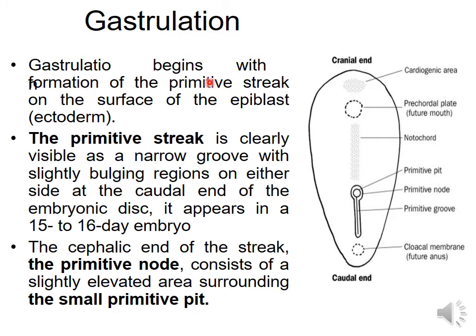Gastrulation begins with the formation of the primitive streak. This is the primitive streak. It's a very important structure. It gives a landmark for the beginning of the gastrulation process. It's clearly visible as a narrow groove with slightly bulging regions on either side at the caudal end of the embryonic disc. This represents the embryonic disc. This is the caudal end, and here is the cranial end. The primitive streak is seen here at the caudal end of the developing embryo.